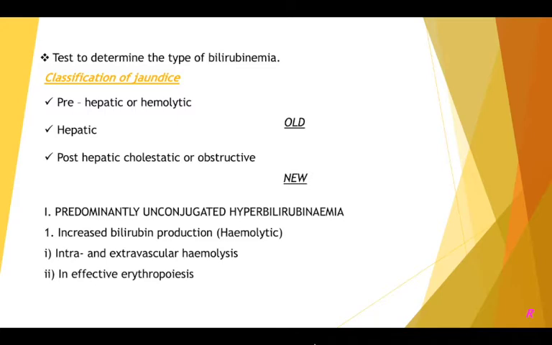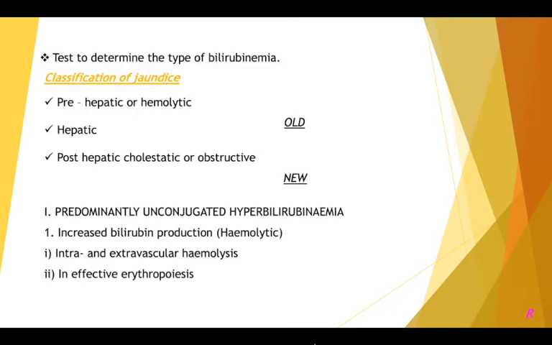Okay, so we are done with the causes of jaundice. Now we are moving on to the classification of jaundice. We have an old classification and a new classification. The old one is pre-hepatic or hemolytic. That is, it is happening before the liver. So before the liver means what? There is an increase in bilirubin production, that is, an increase in the breakdown of RBC. That is called hemolytic.